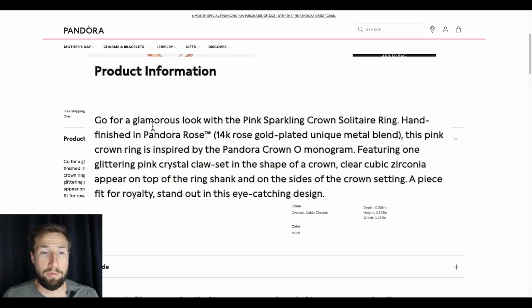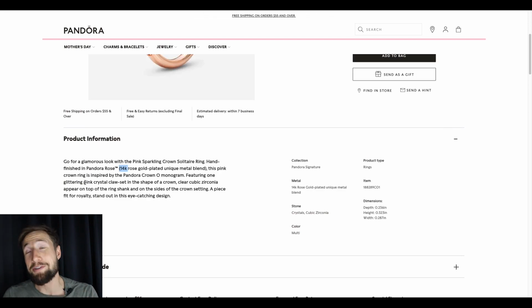Go for a glamorous look with the pink sparkling crown solitaire ring, hand finished in Pandora rose, 14 karat rose gold plated unique metal blend. This pink crown ring is inspired by the Pandora monogram featuring one. So all this stuff, it means almost nothing to me because I'm not really interested in this sort of stuff. But for one of their customers, they're using all these keywords. They're using all this descriptive language that's going to really mean something for someone that knows rings because they're buying one. Okay, it's describing the product because it's a product description, but it's also selling it.